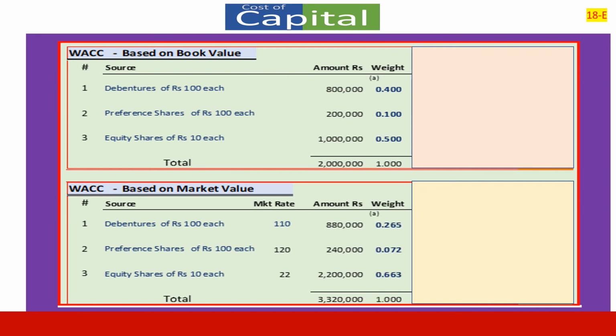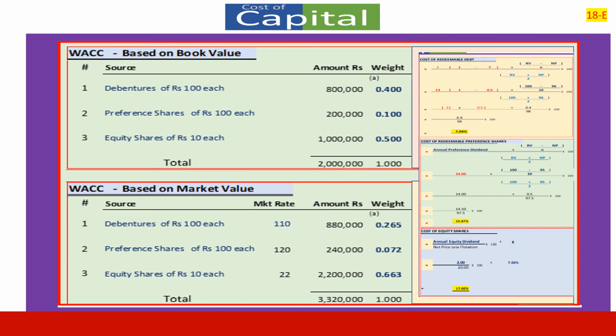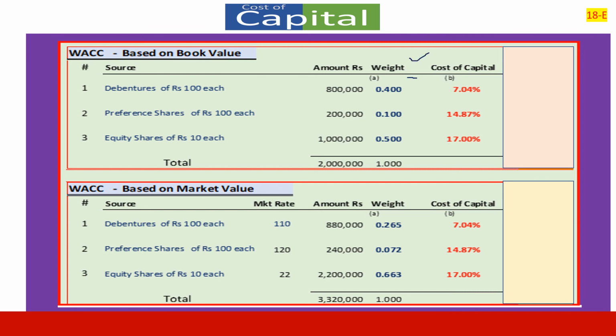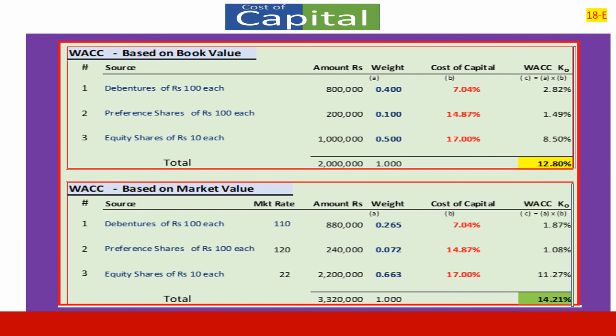Similarly, we calculate the weight here, and we know the cost of capital in respect of each component. We post these three costs, 7.04, 14.87, 17. One thing you have to remember, whether it is book value or market value, cost remains the same under both approaches. We post both costs. Our weighted average cost of capital is A into B. We get it here, 12.8%, 14.21%.